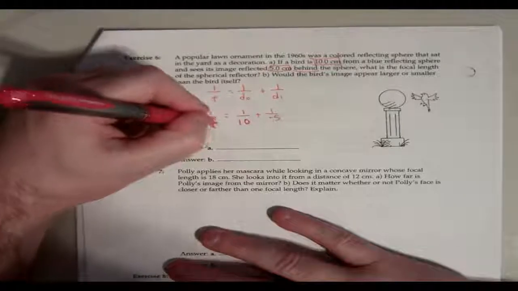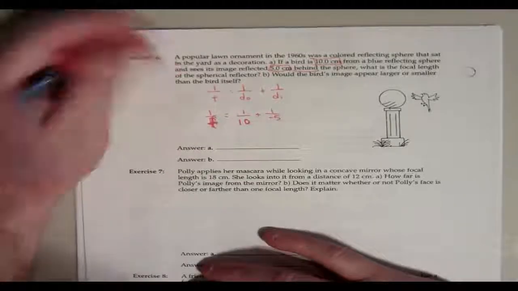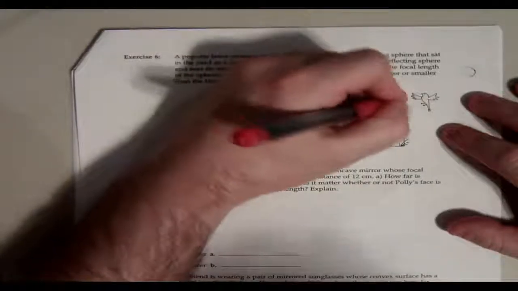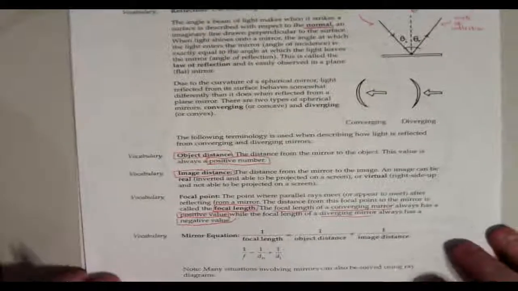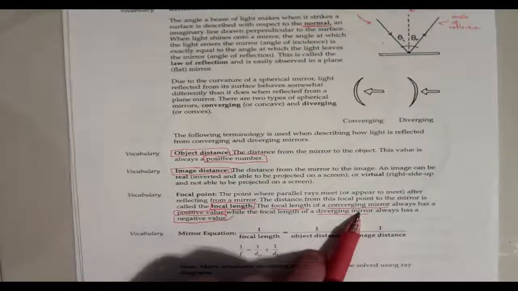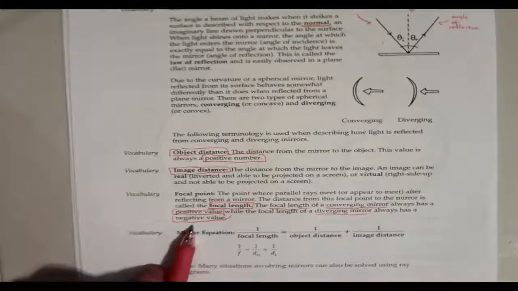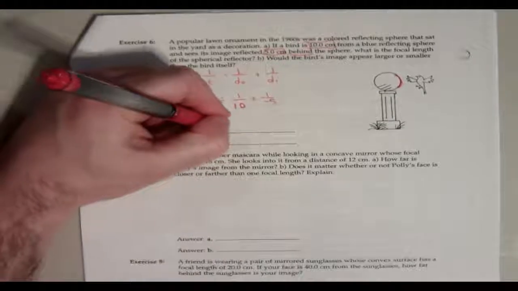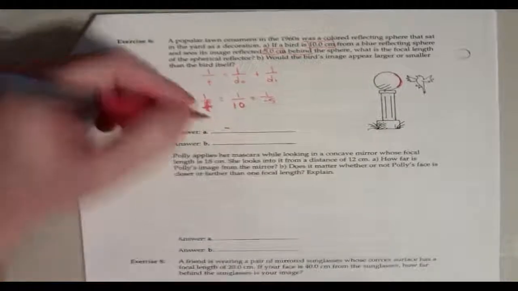Okay, so let's think about something too. Remember when we talked about this? Notice the mirror type from the bird's point is convex. So what do we say about that? So let's go back here. We said that the focal length of a diverging mirror has to be negative. So what does that mean? That means that our focal length, our answer, has to be negative. So we already know it's going to be a negative answer. Okay? So we're already there. So let's figure it out.